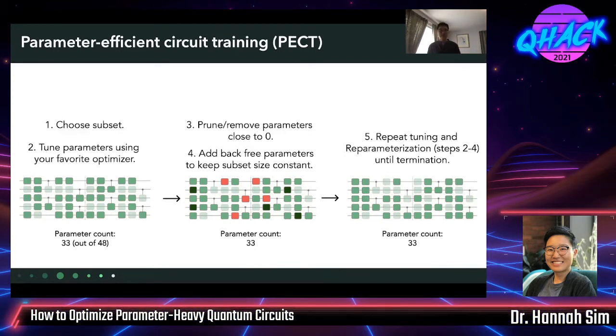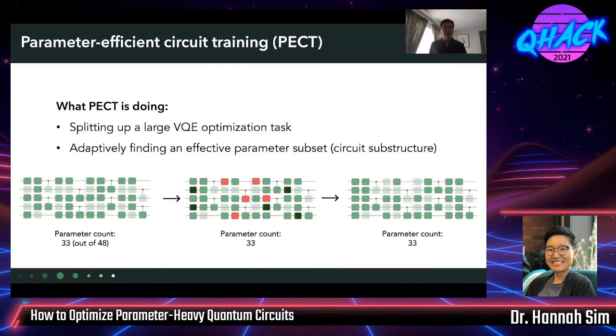And so with this summary of PECT, I wanted to highlight what PECT is doing again, which is taking the large optimization task, and instead of trying to tackle it all at once by optimizing all the parameters, you're going to split this task into smaller optimization tasks. And by doing the reparameterization or update of the parameter subset, what you're doing is adaptively finding an effective parameter subset or the circuit substructure that leads to a better candidate for the minimum or maximum of your objective function.